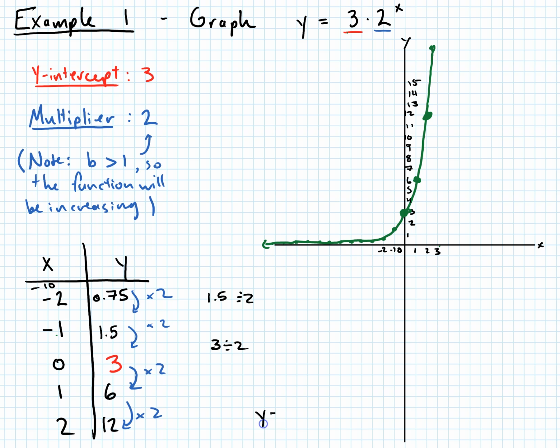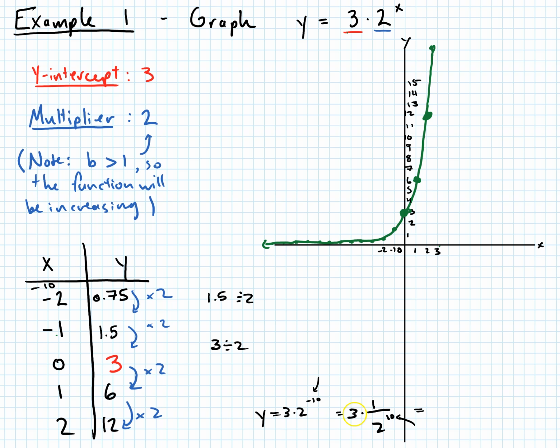So y equals 3 times 2 raised to the power negative 10. Whatever this outputs is going to be our y value. Now remember that when you have a negative exponent, what you do is you cross the line and change the sign. You keep the numbers, but you flip it, and then the exponent becomes positive. Cross the line, change the sign.